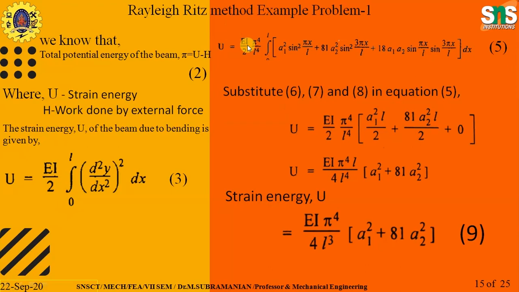So equation number 5 is EI divided by 2 by 5 more divided by L power 4. Equation number 6 is a1 square divided by L divided by 2. Equation number 7 is 81 a2 square divided by L divided by 2, plus the third term, equation 8, is 0. So finally we are getting the strain energy in simplified form: U equal to EI by power 4 L divided by L power 4 into 81 a1 square plus 81 a2 square.